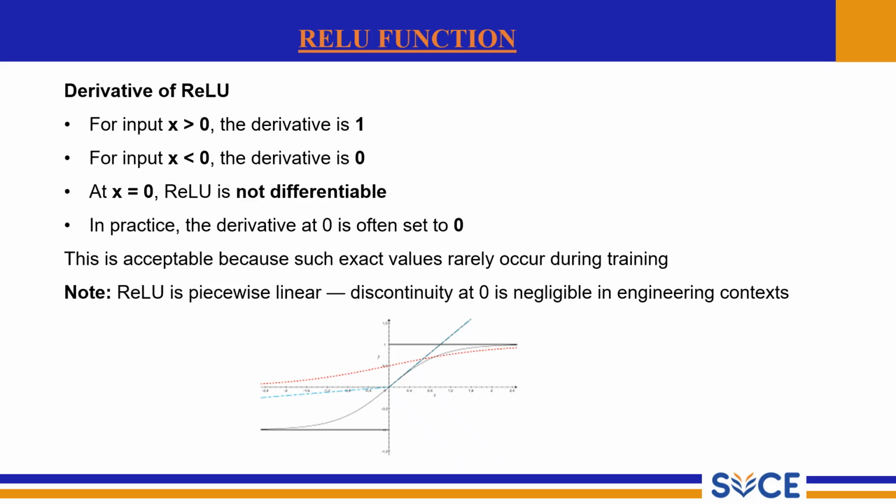But here is the practical insight. During training, exact values of 0 are rare. So we typically set the derivative at 0 to 0. This simplification works well in practice and does not affect the model performance. In an engineering context, this discontinuity at 0 is considered negligible. The piecewise nature of ReLU allows for fast computation and effective gradient flow, which is why it remains the most popular activation function in deep learning.